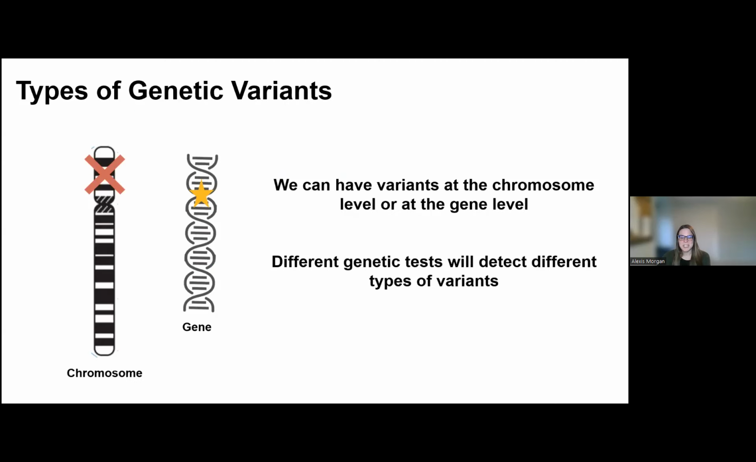We all have changes in our DNA called variants. These are part of what makes us who we are. Some variants can affect our health, development, or risk for future health concerns. A person can have different types of genetic variants. So we can have variants at the chromosome level or at the gene level. Different types of genetic tests are able to detect different types of genetic variants.